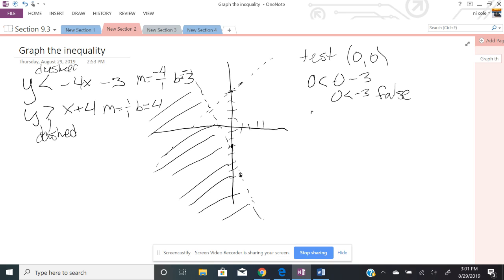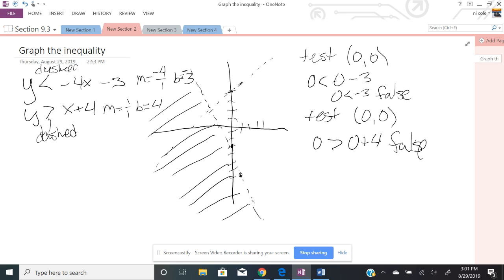And the next one, I want to test 0, 0. 0, 0 is a really easy test point. You're just going to come across particular examples that you cannot test it. Is 0 greater than 0 plus 4? So no, that one's false as well.